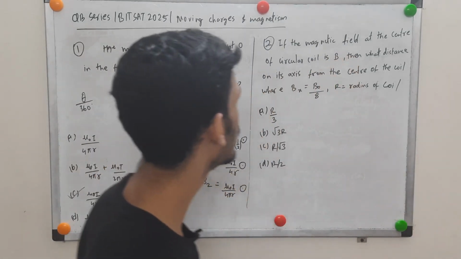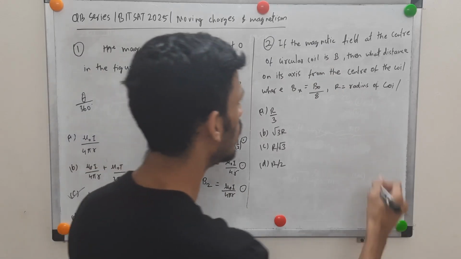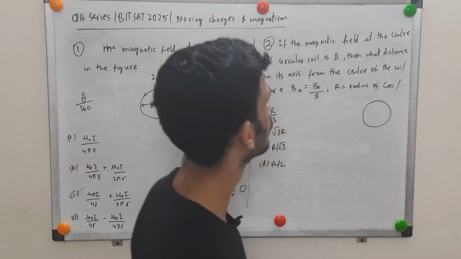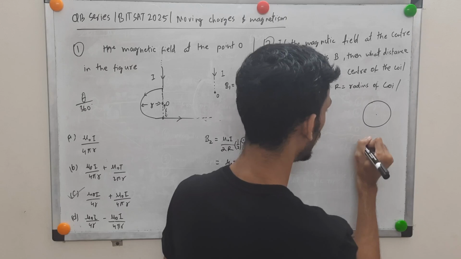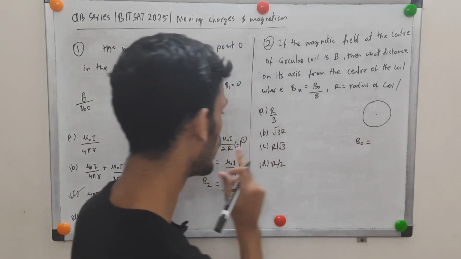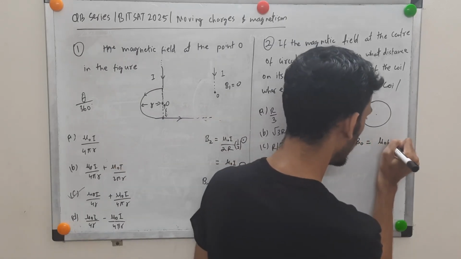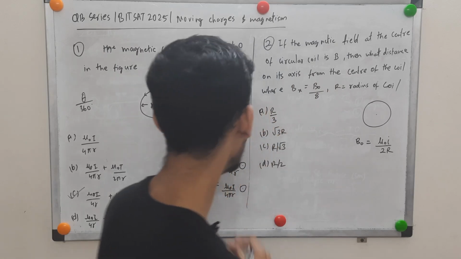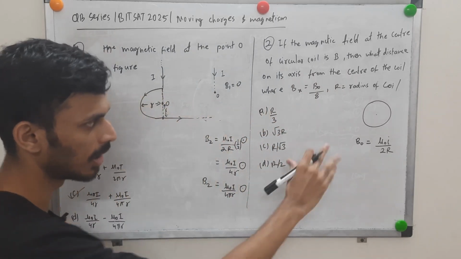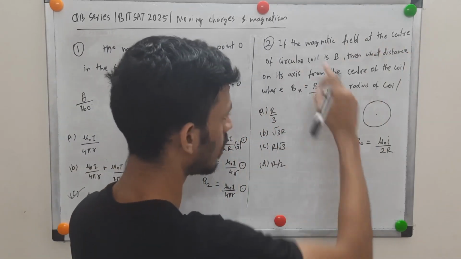So let's come to this question over here. So we have again a circular coil. The magnetic field at the center is B naught. Now you know the formula for B naught: mu 0 I upon 2R, right? So here it was a semicircle, so we halved it, but here it is a complete circle, right? Center of a circular coil.